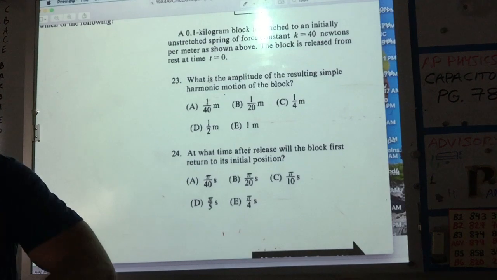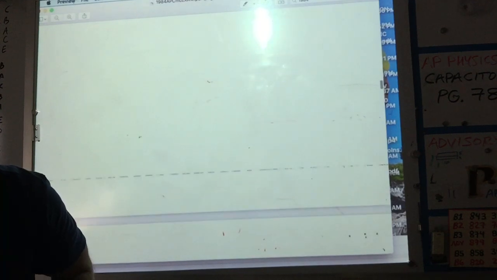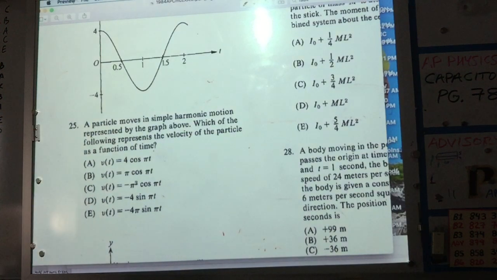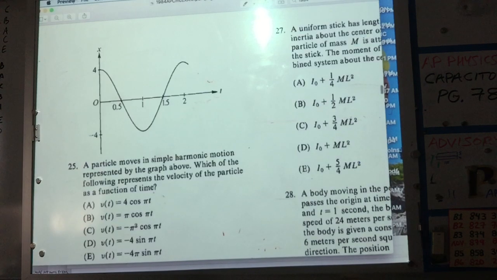There's that one. A couple more, almost done. What are we on? 25. A particle moves in simple harmonic motion, represented by the graph above. Which of the following represents the velocity as a function of time? Well, let me see what's being graphed. Oh, this is position. Got it.